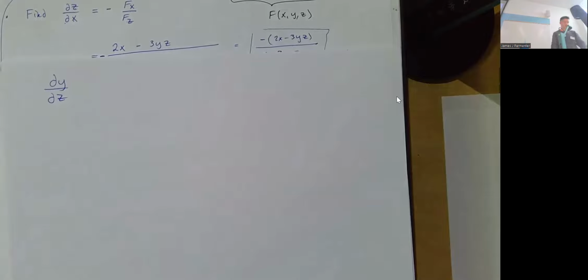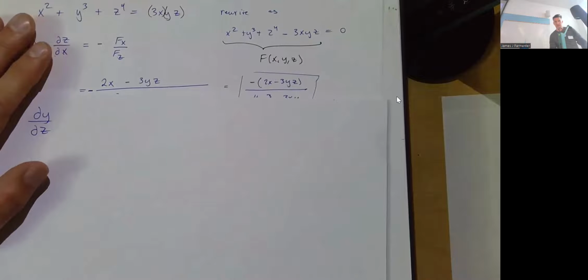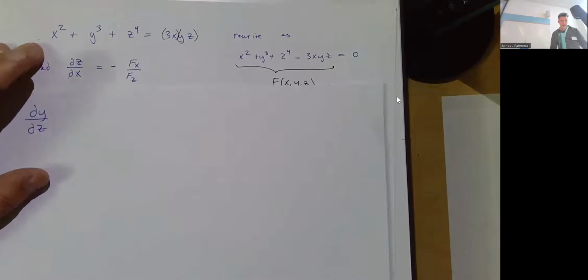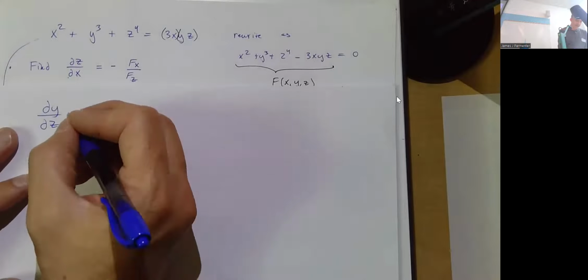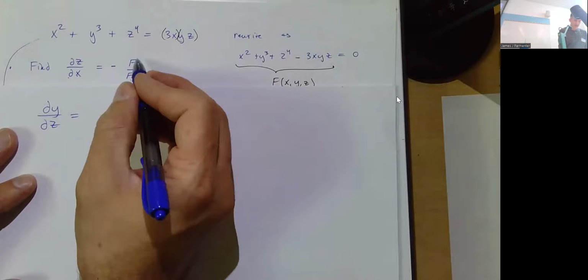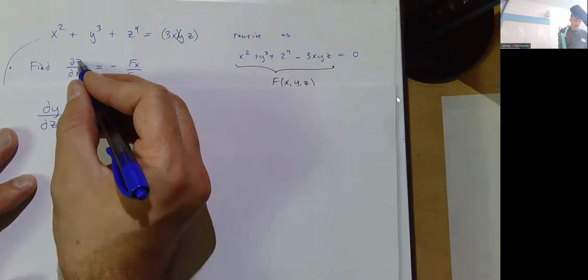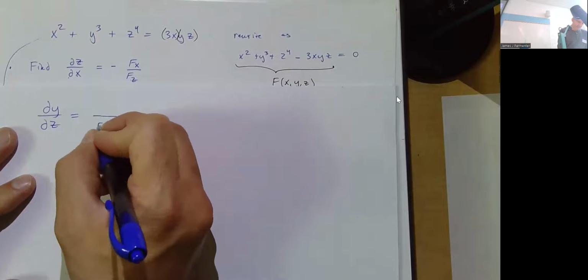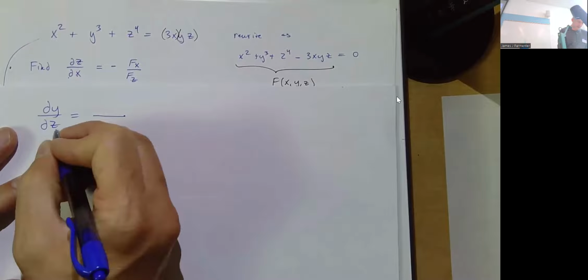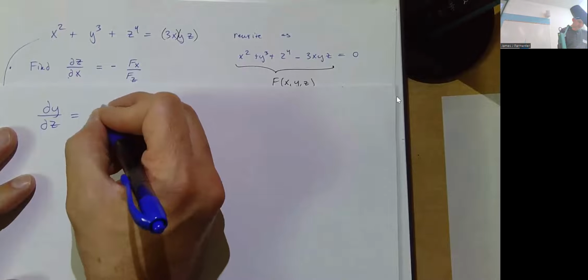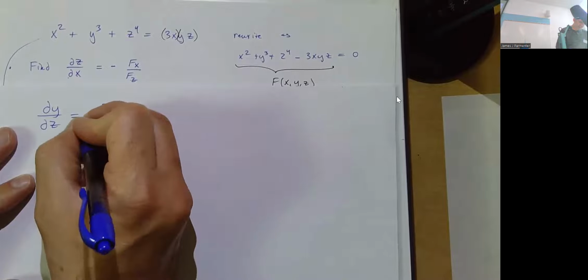Apologies. So now del y del z is just going to equal, same idea. The thing that's on top goes on the bottom. The thing that's on the bottom goes on the top. And then you slap a minus sign in front of it.